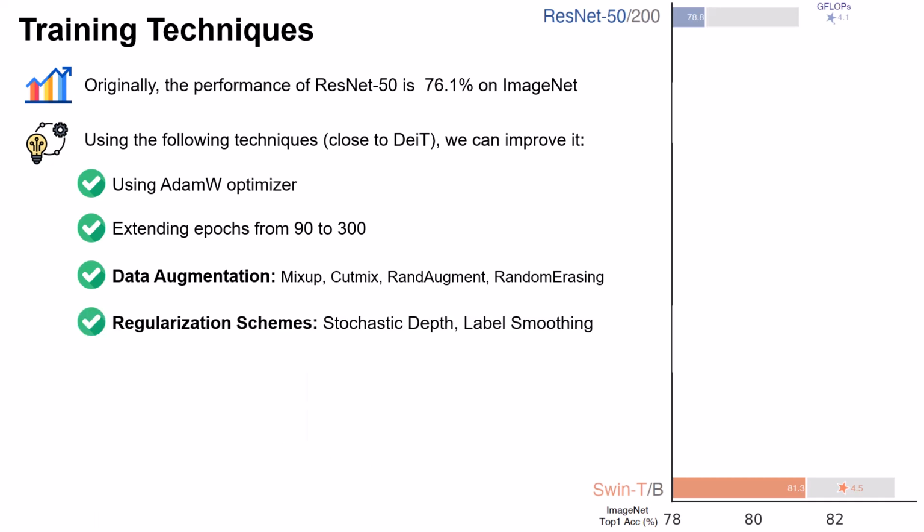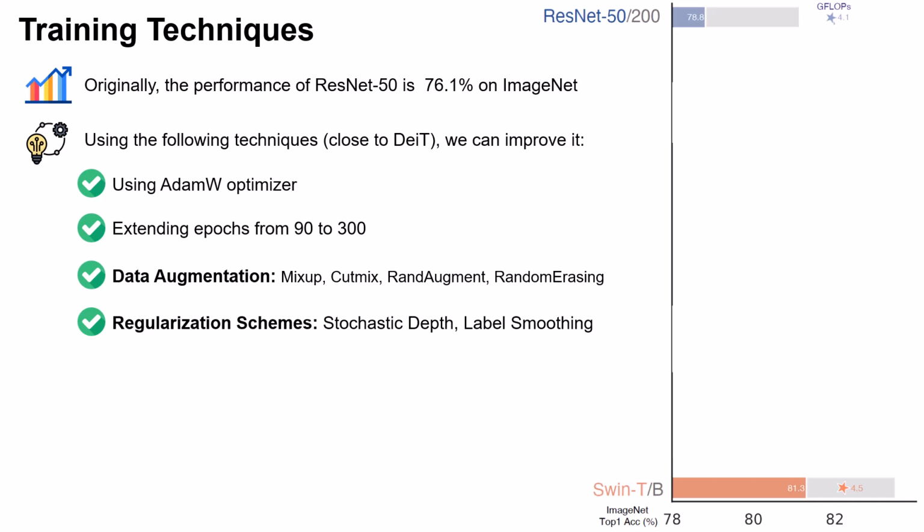And the other thing is regularization schemes such as stochastic depth or label smoothing. Stochastic depth is something similar to dropout, and we just randomly select one residual block and remove it during training, but during inference we have all of them. And label smoothing is another technique which is so useful.